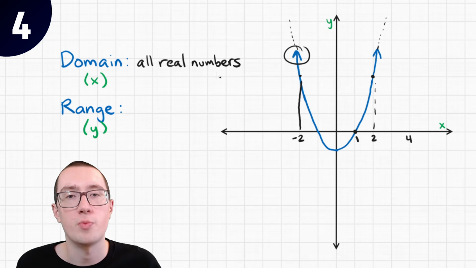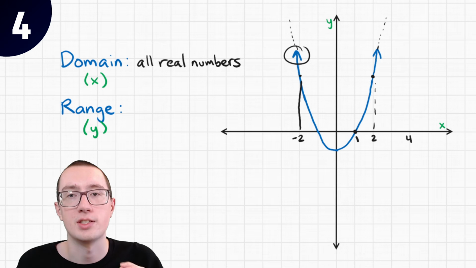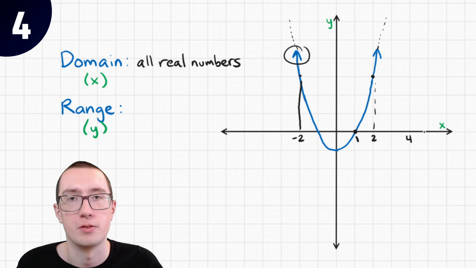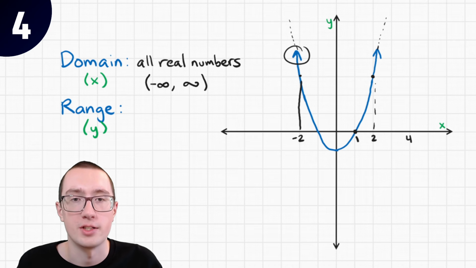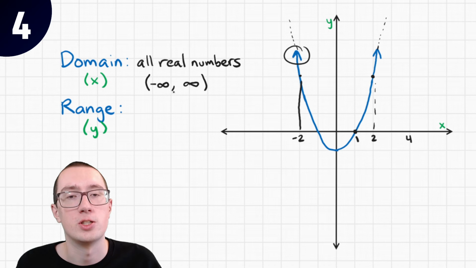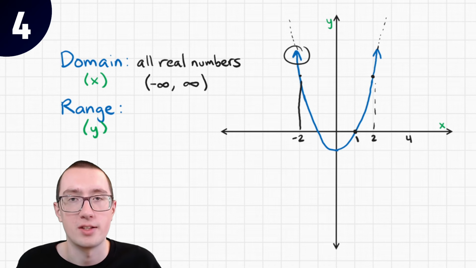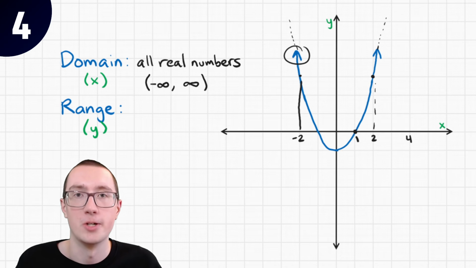Or another way that you might have to write all real numbers is to say that it goes all the way from negative infinity to positive infinity. And the way that you do that is with parentheses. So you'd put it in parentheses and you'd put negative infinity, comma, positive infinity. And this is basically just saying I can put in any number from negative infinity all the way to positive infinity, which means literally any number.